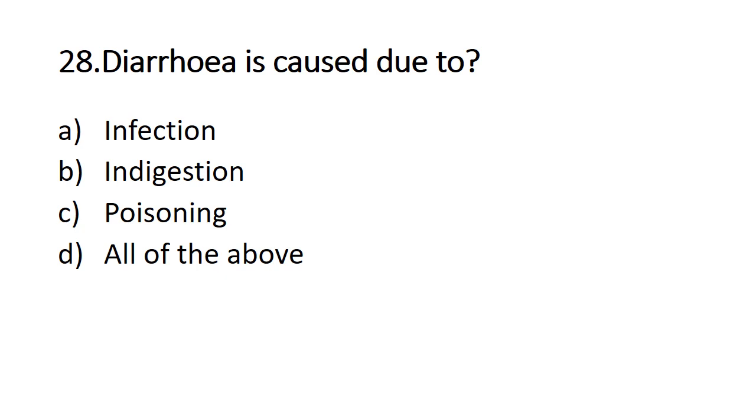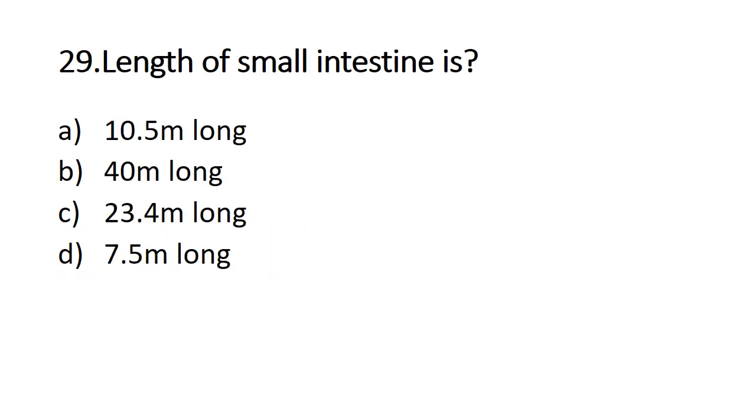Diarrhea is caused due to: A. Infection, B. Indigestion, C. Poisoning, or D. All of the above. So, the correct answer is option D. All of the above. Infection, indigestion, poisoning. These are all the causes of diarrhea. Let's move on to the 29th question.